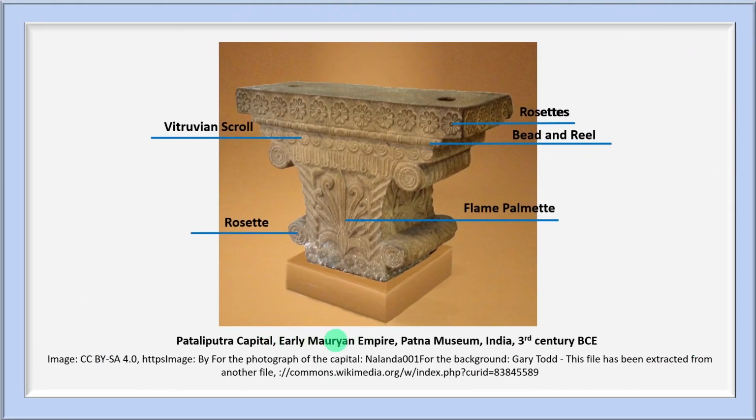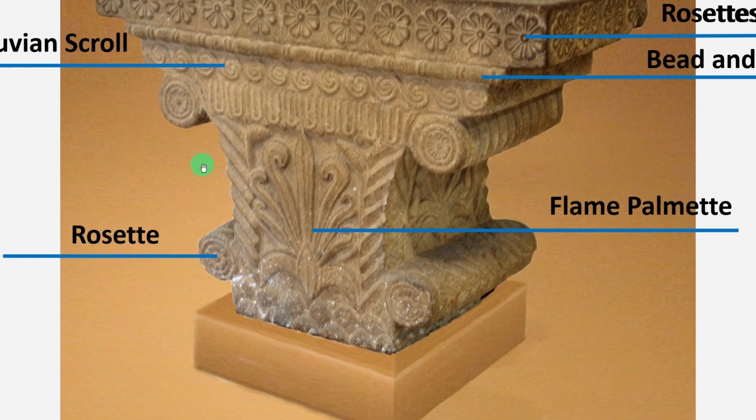This is a work from the early Mauryan Empire, Pataliputra capital, and it's presently in Patna Museum, India, dated around the 3rd century BCE. And we have lots of motifs depicted here that are going to be part of this series. We have a scroll, or particularly the Vitruvian scroll. Then we have rosettes over here, these 4. And this one in the center is a flame Palmette. And flame Palmette we also have here, and then at this side and at the back. So you can look at how the leaves are again turning inwards.